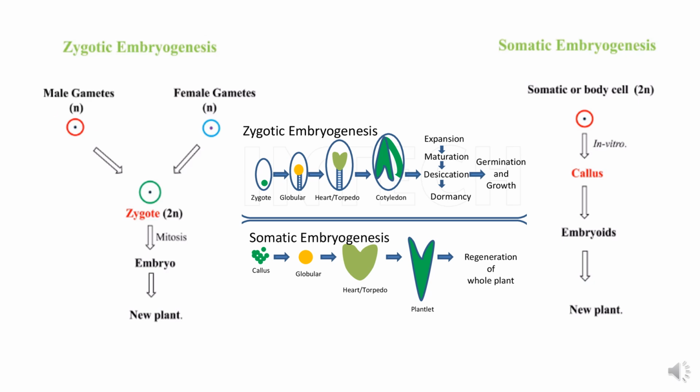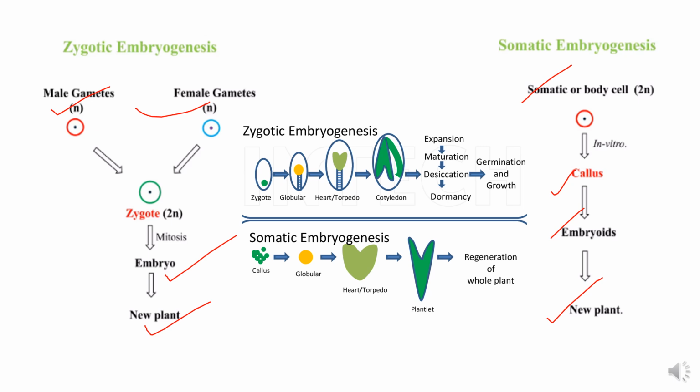Here you can see the male gamete and female gamete, which are haploid in nature. They combine to form the zygote, which is diploid in nature. After mitosis it forms the embryo, which will give rise to the new plant. Whereas in the case of somatic embryos, the somatic or body cell, which is diploid in nature, will give rise to the callus in the case of indirect somatic embryogenesis, and the embryos formed from this somatic embryogenesis are known as embryoids, which will give rise to new plants.